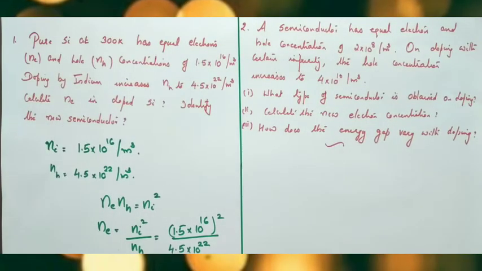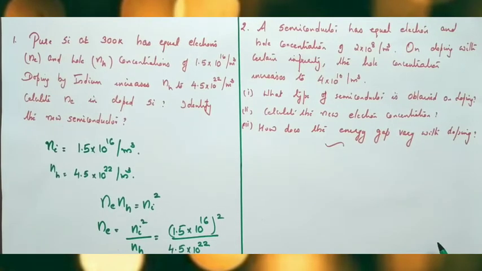Question. A semiconductor has equal electron and hole concentration of 2 × 10^8 per meter cube. On doping with certain impurity, the hole concentration increases to 4 × 10^10 per meter cube. What type of semiconductor is obtained on doping? Calculate the new electron concentration. How does the energy gap vary with doping?